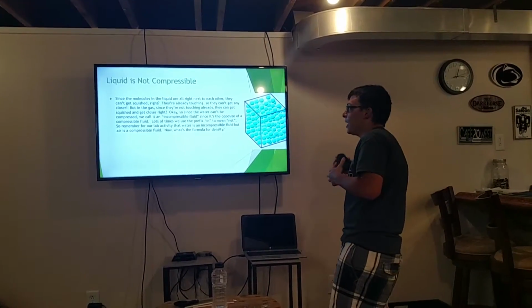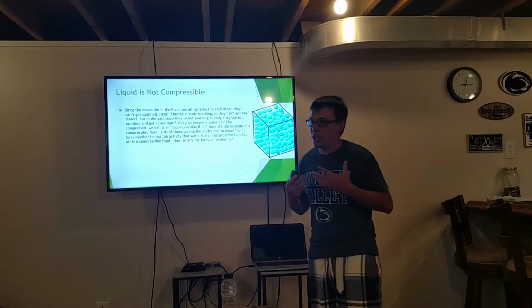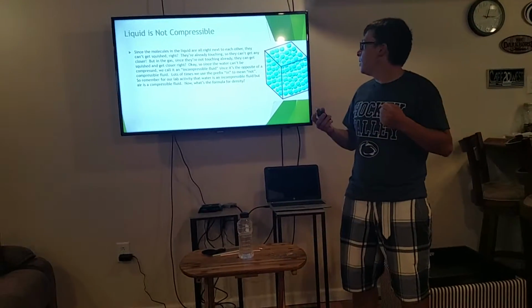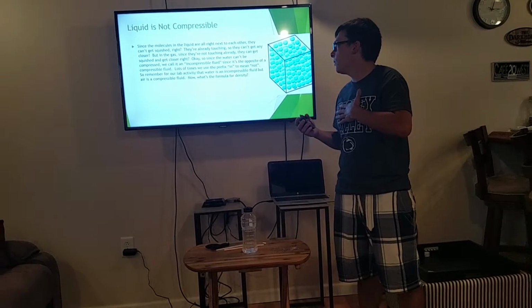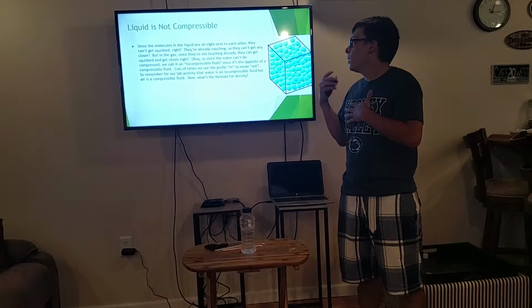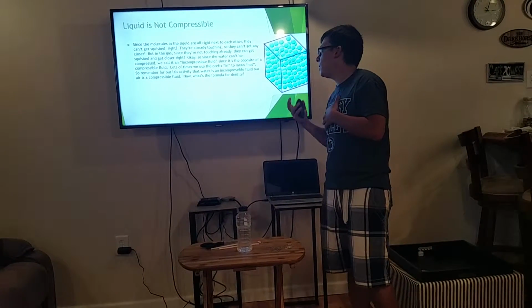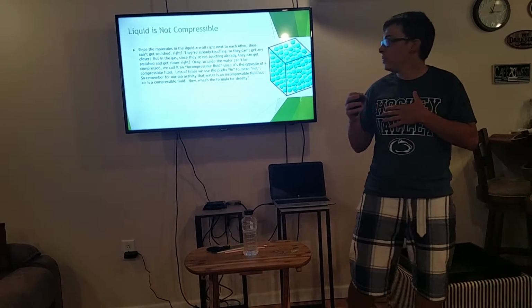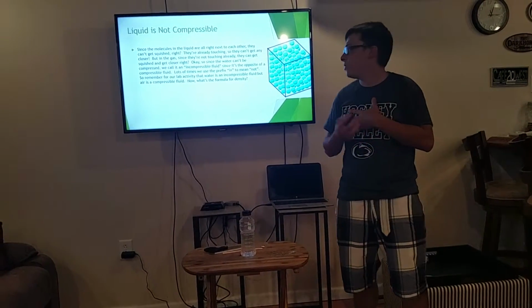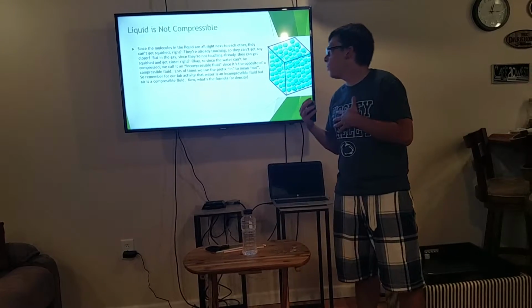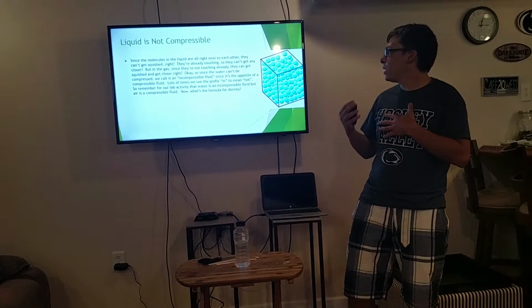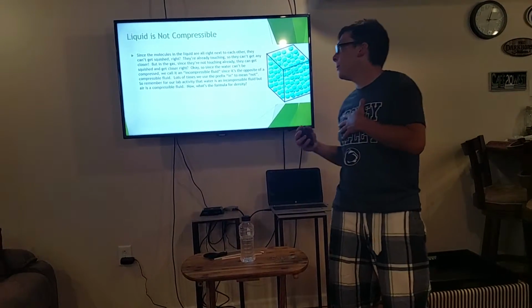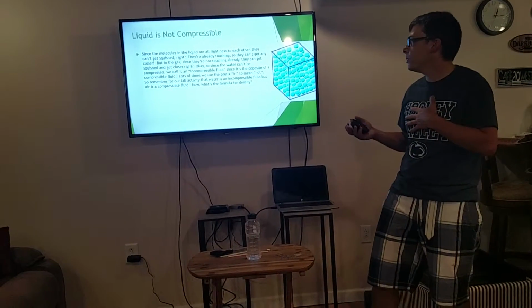Okay, since the water can't be compressed, it's called an incompressible fluid, since it's the opposite of a compressible fluid. Lots of times we use the prefix in to mean not. We've seen this before. You've also seen it in English class. So remember for our lab activity that water is an incompressible fluid, but air is a compressible fluid.